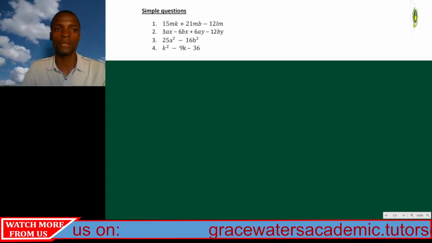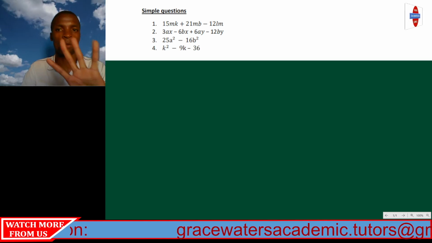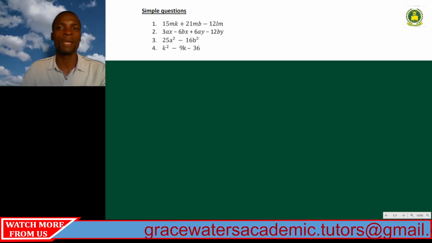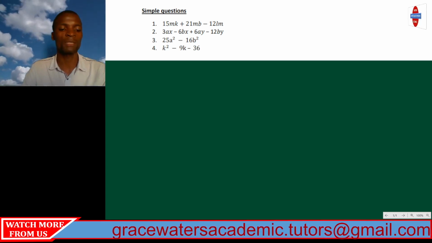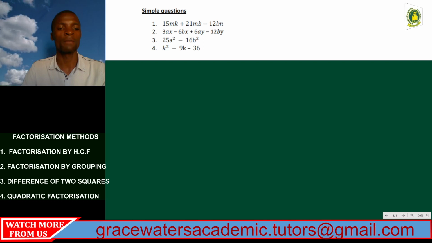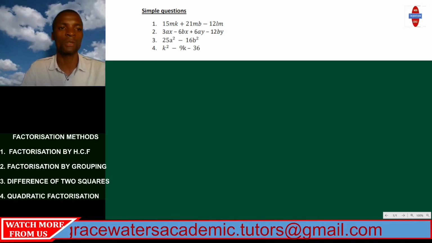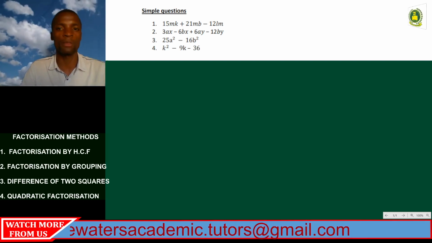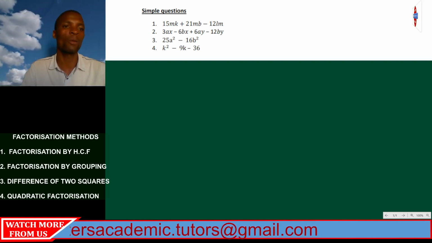Okay, so in introducing this topic, I just want to let you know that there are going to be 4 methods that we are going to be using to solve or to simplify expressions like this by factorization. So let me just give you these in breakdown. The first method is what we call factorization by HCF. The second method is factorization by grouping. The third method is difference of 2 squares. And the fourth method is quadratic factorization. I hope you did understand.